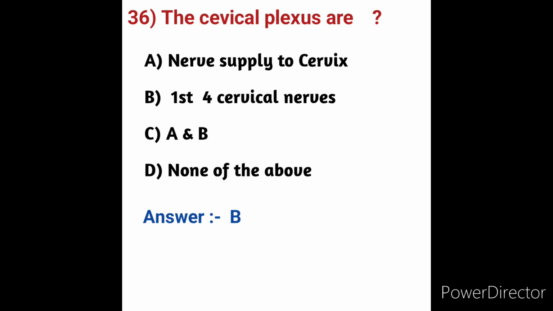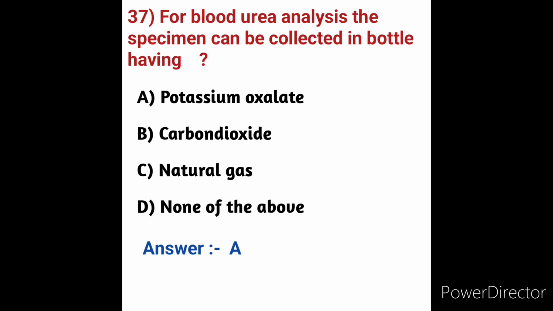Next we will move on to question number 37. For a blood urea analysis, the specimen can be collected in blood having. Means for a blood urea analysis, which specimen bottle are we collecting blood in? We will see the options here. Option A, potassium oxalate. Option B, carbon dioxide. Option C, natural gas. Option D, none of the above.